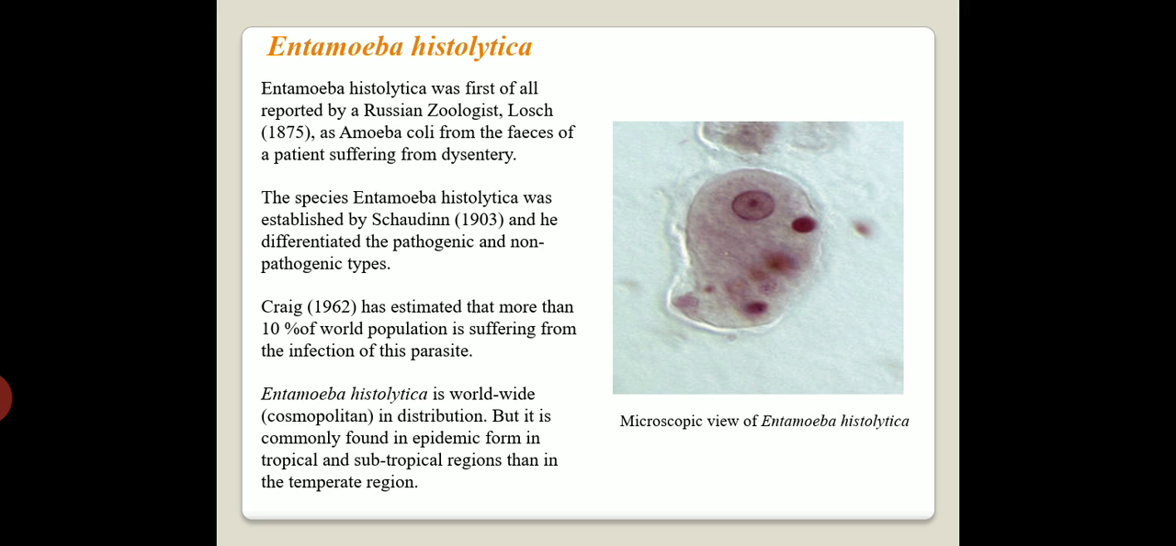So this Entamoeba histolytica is worldwide, that means cosmopolitan in distribution, but it is commonly found in epidemic form in tropical and subtropical regions than in the temperate region. So here is the picture, the microscopic view of Entamoeba histolytica.